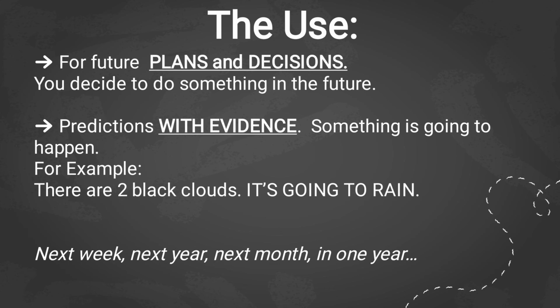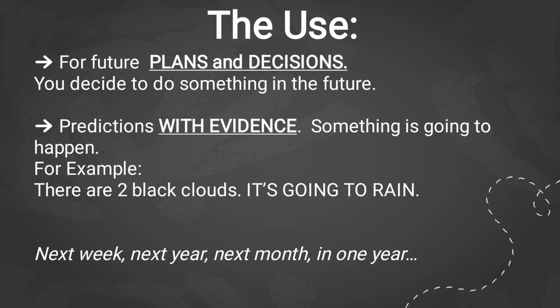And then the use. For future plans and decisions, you decide to do something in the future. Jadi untuk menunjukkan rencana atau keputusan di masa depan. And then prediction with evidence. Something is going to happen. Jadi menunjukkan prediksi tapi sudah ada bukti-buktinya. Jadi tingkat kemungkinan terjadinya sangat tinggi.